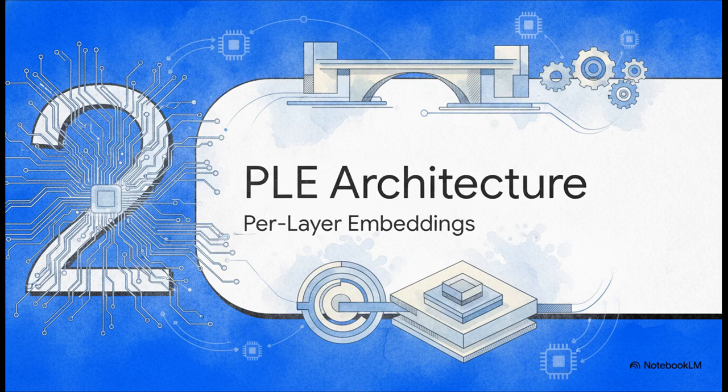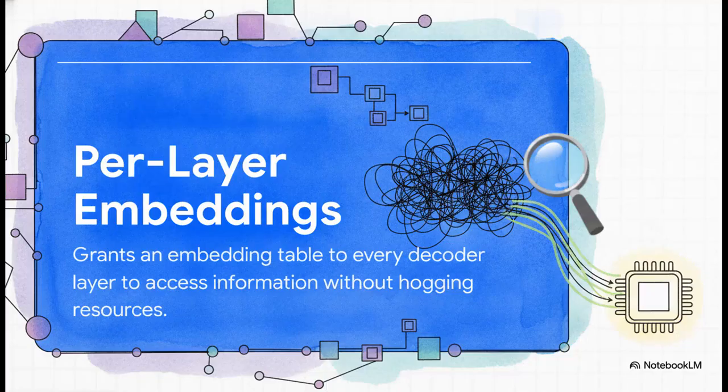Which brings us to section 2, the PLE architecture advantage. Now, the real magic here lies in a concept called Per-Layer Embeddings, or PLE for short. This is the secret sauce that fundamentally changes resource management. Think about standard models for a second. Their embedding table is usually this massive bottleneck that just eats up your system memory. But the PLE architecture does things differently.